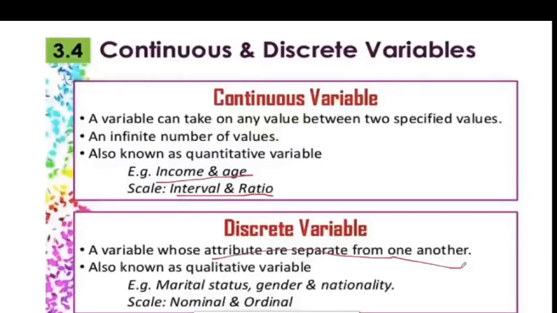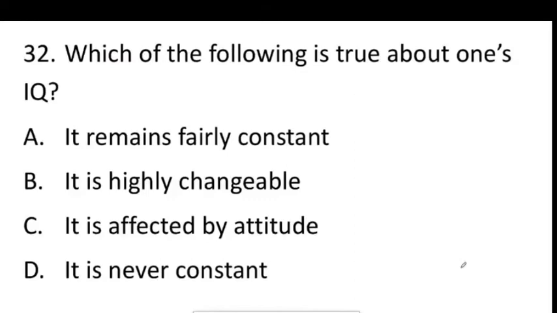So it's variable. Number 32, which of the following is true about one's IQ? Your choices are, it remains fairly constant, it is highly changeable, it is affected by attitude, it is never constant. What do you think is your correct answer there? Now, you have some things here that are the same. If you check letter B, it is highly changeable, meaning nag-iiba-iba siya, palaging nag-iiba-iba. And letter D, it is never constant, so you cannot choose any of these two. Hindi pwedeng letter B or letter D yung choice mo dahil pareho yung sinasabi nila.